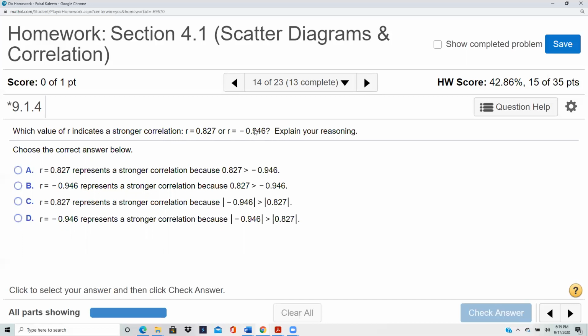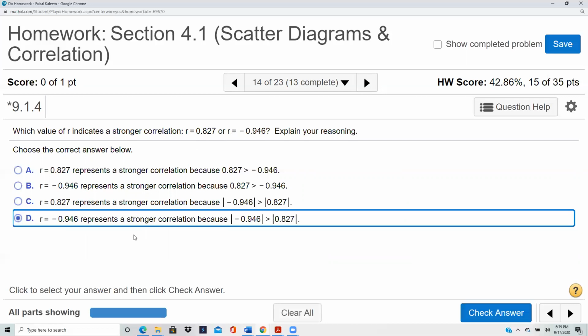But if we have to talk about which is the stronger one, then the one which has a greater absolute value is the stronger one. This one is stronger negative than this one is positive. So -0.946 is the stronger correlation because it is higher in absolute value than 0.827. And D is saying this. This one represents a strong negative because this absolute value is bigger than that.